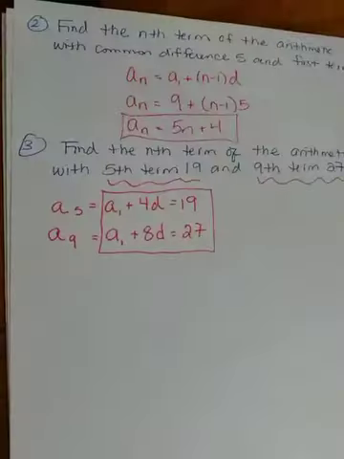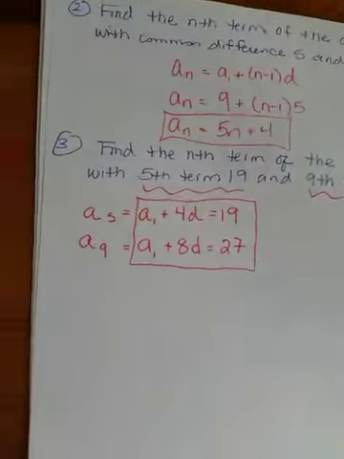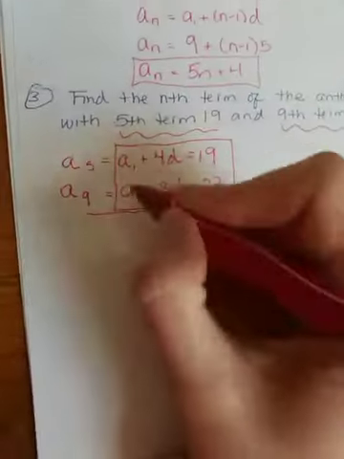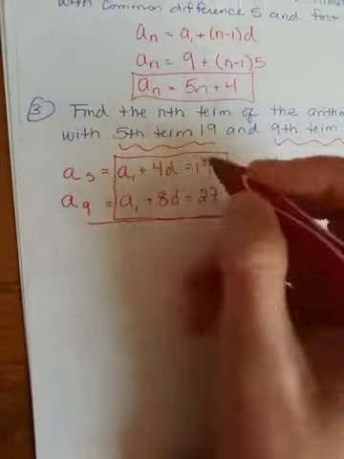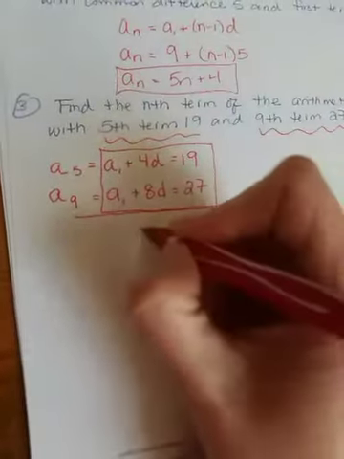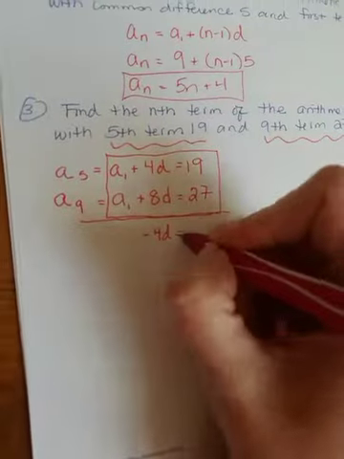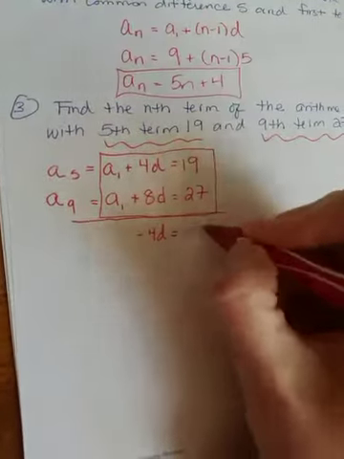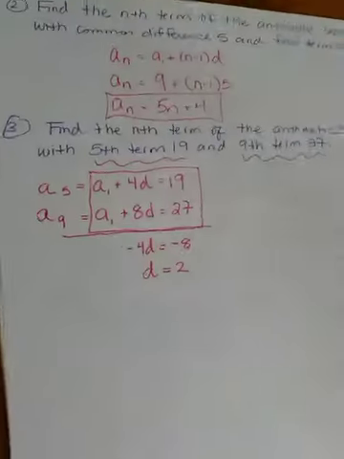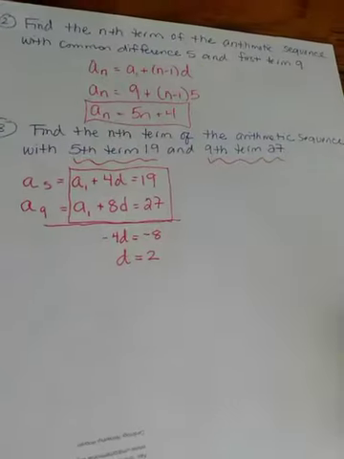You have a system. And so I'm going to combine these two equations. I'm just going to subtract them, I suppose. So if I subtract these, I'm going to get a negative 4d equals a negative 8. And so that means d equals 2. Great. But I wanted you to find the nth term of the sequence.